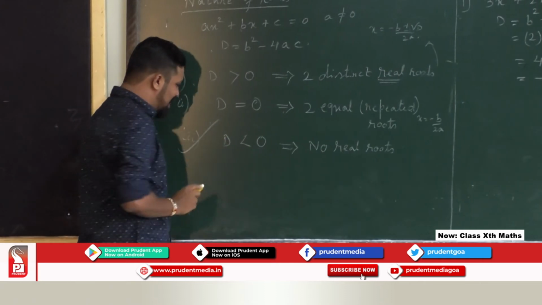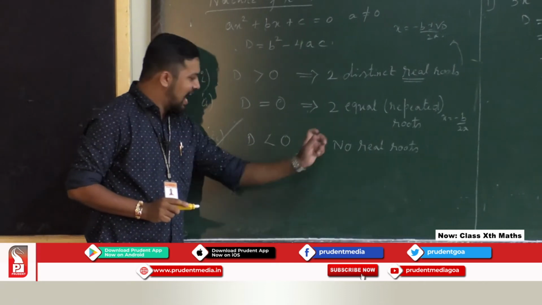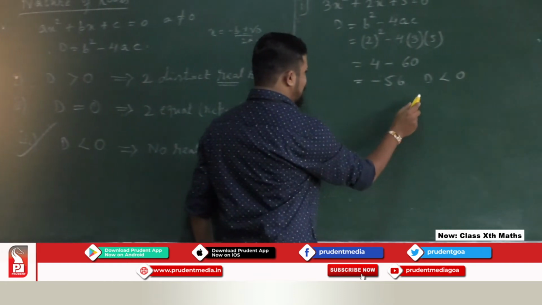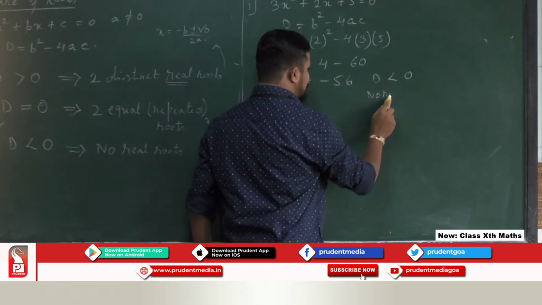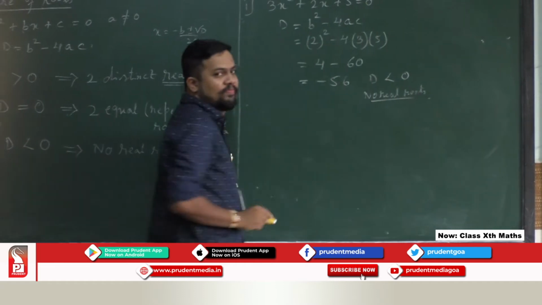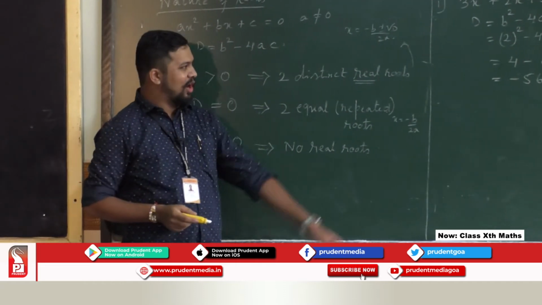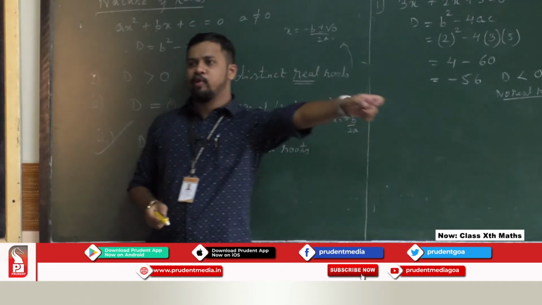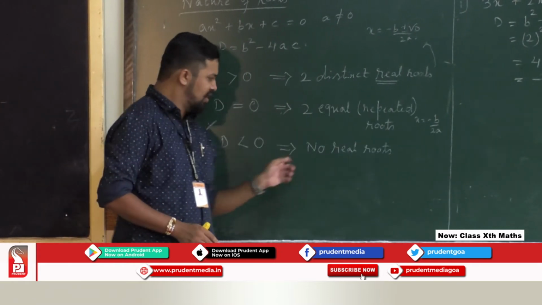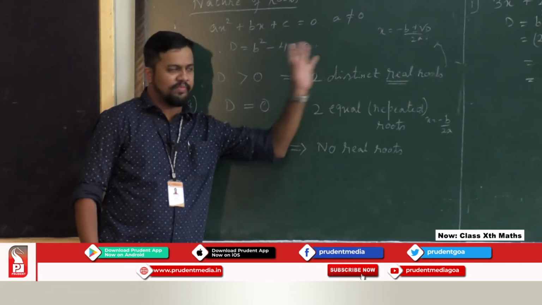So we got this condition now. D less than 0. And when d is less than 0, I told you, no real roots. We cannot find the roots because we do not know the square root of negative 56. Up to your level, we don't have that. So directly we say no real roots.